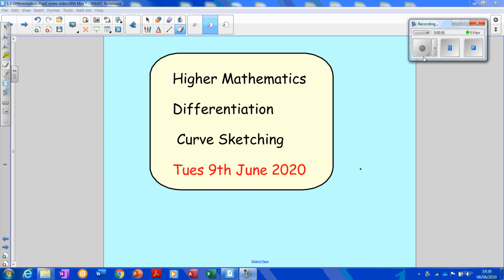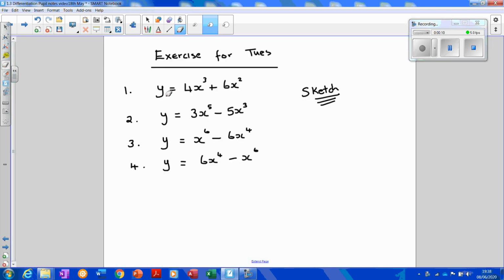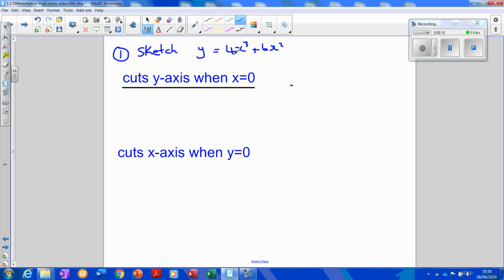I gave you 4 questions to do on sketching curves. I'll now go through all of those questions one at a time because they're very important questions. Okay, so question number 1. Sketch y is equal to 4x to the power of 3 plus 6x squared.